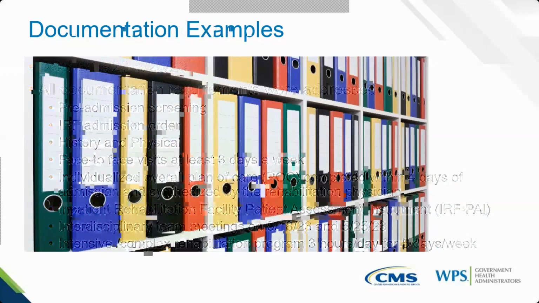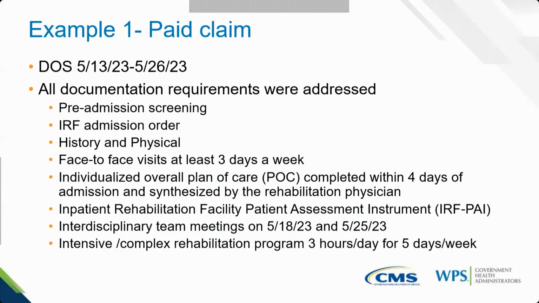Our first claim example is a paid claim. This patient had dates of service of May 13th, 2023 through May 26, 2023. This claim had all the IRF documentation requirements addressed, and therefore a determination for payment was made. We are going to take an in-depth look at each of the components of documentation used in reviewing this claim. We will scroll through the medical record, and I will highlight some of the key findings within the patient's chart.